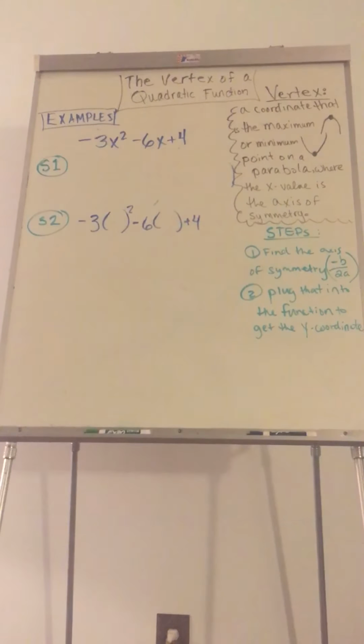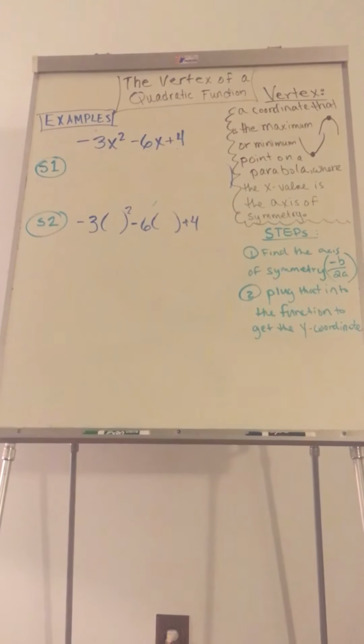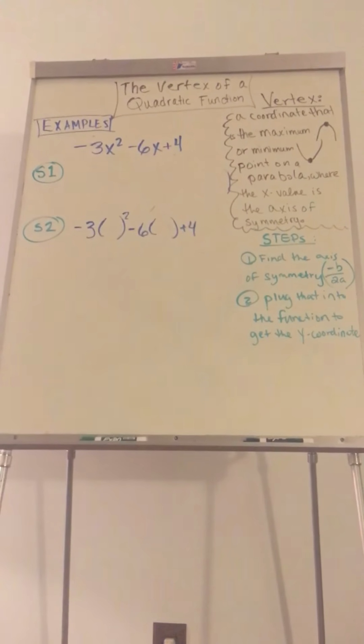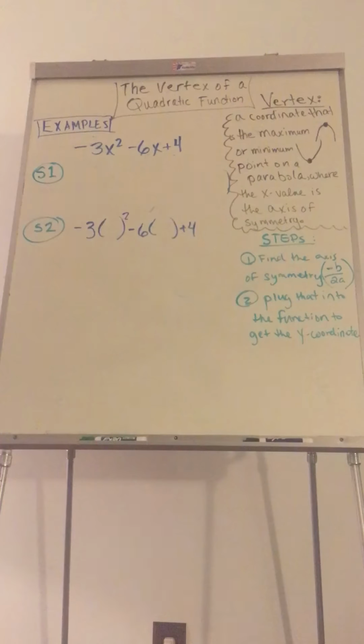Hey guys, today we are going to learn how to find the vertex of a quadratic function. So the vertex is the coordinate that is the maximum or the minimum point of a parabola, where the x value is the axis of symmetry, and we learned what the axis of symmetry was yesterday. It's negative b over 2a.